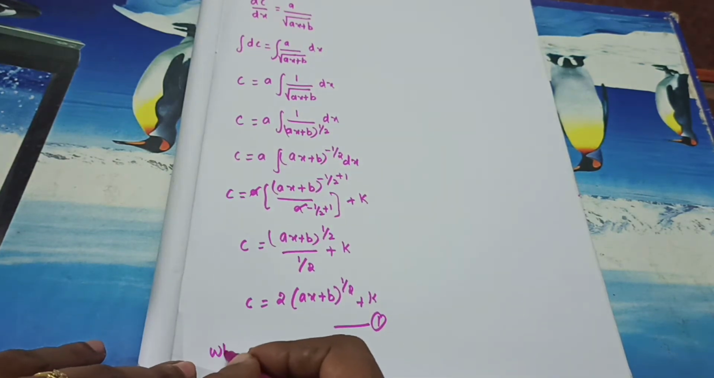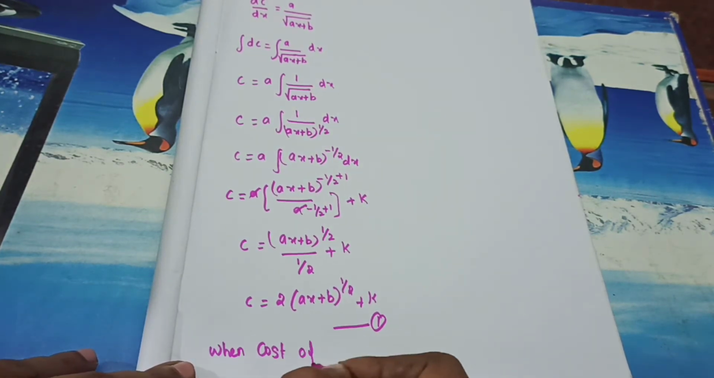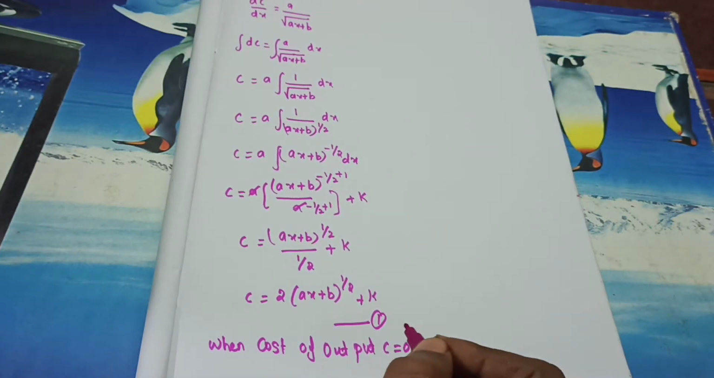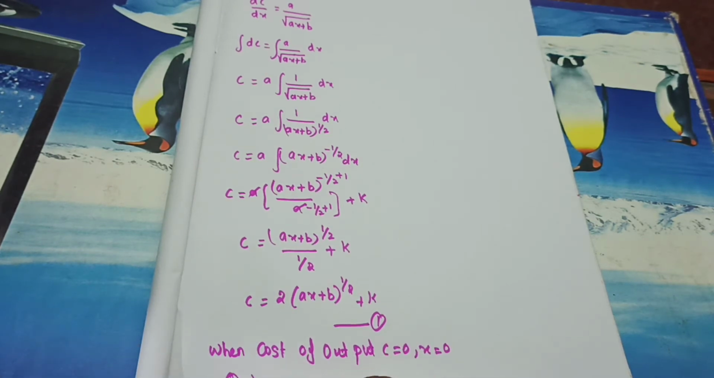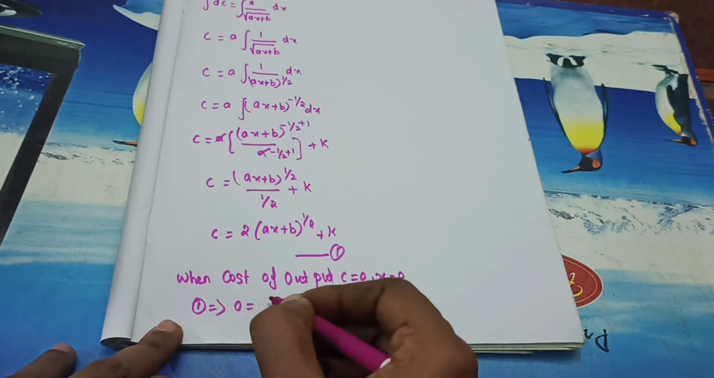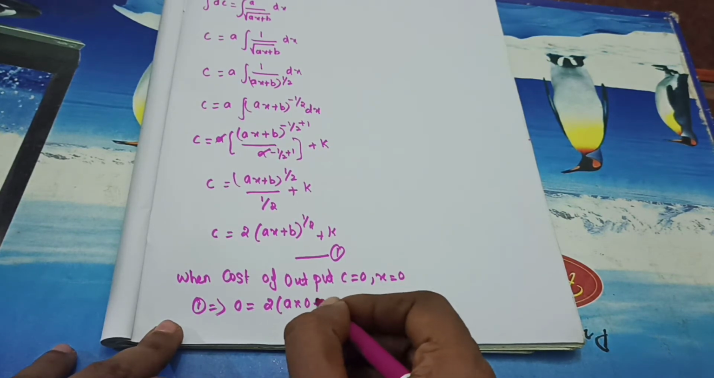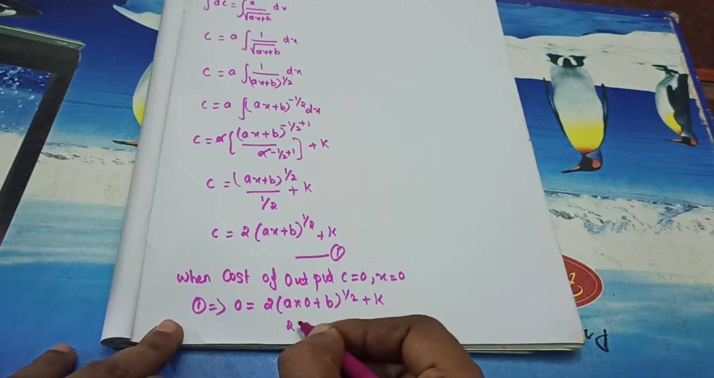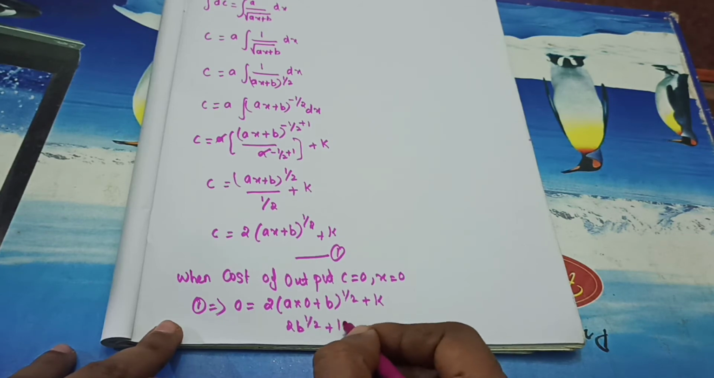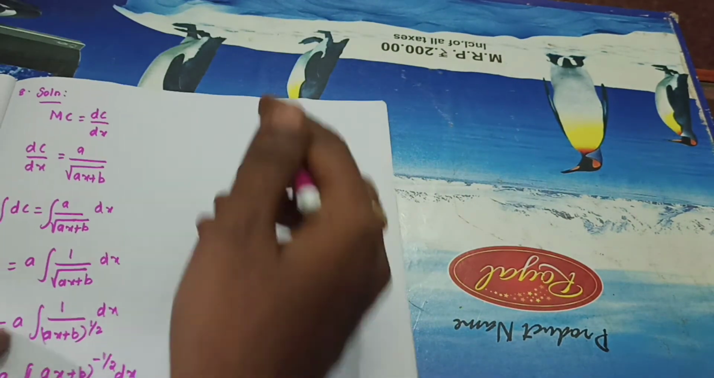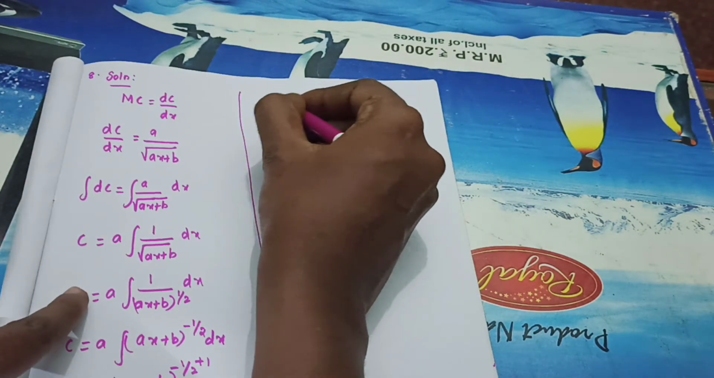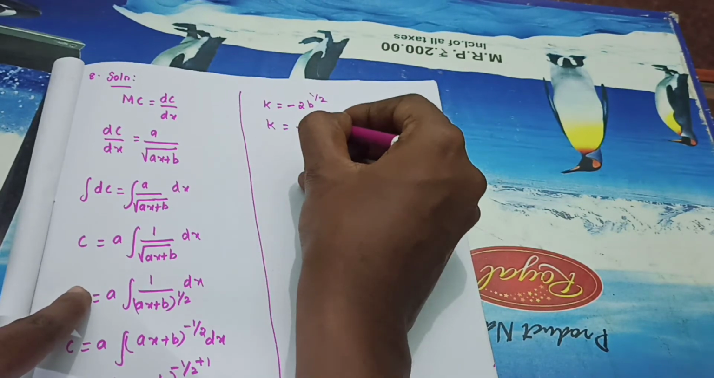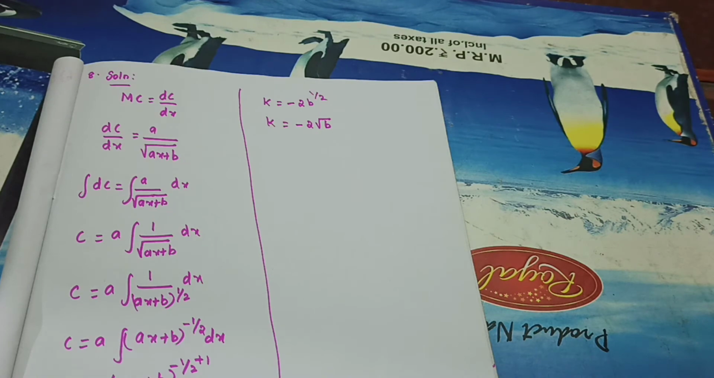Okay, so when output c equal to 0, means x is also 0. Now substitute this in equation number 1. This is all you have learned in examples. So c 0 means 2 into a into 0 plus b power 1 by 2 plus k. So what is the value? 2 into b power 1 by 2 plus k you will get, is it right? Yes. So what's the value? k is equal to minus 2 b power 1 by 2. So k equal to minus 2 root of b. Correct? This is the k value.